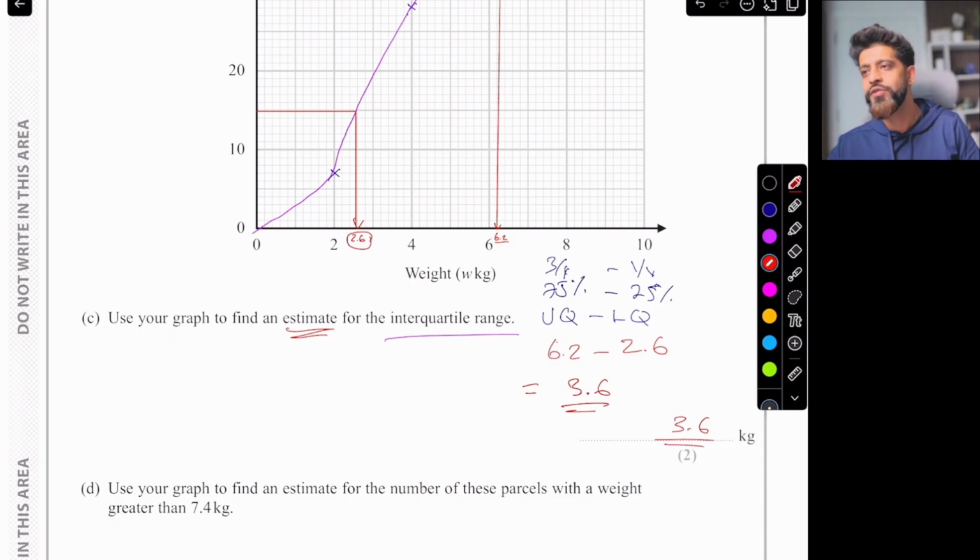Again, there will be a range for you in the exam, so don't worry. When I did this question earlier, I also got 3.6 as well. But the examiners will allow a range from 3.4 to 4, something like that.